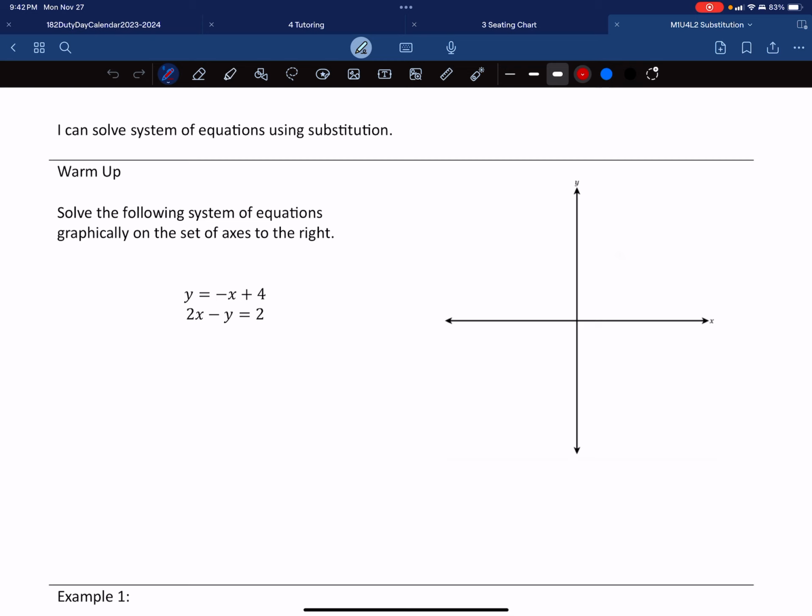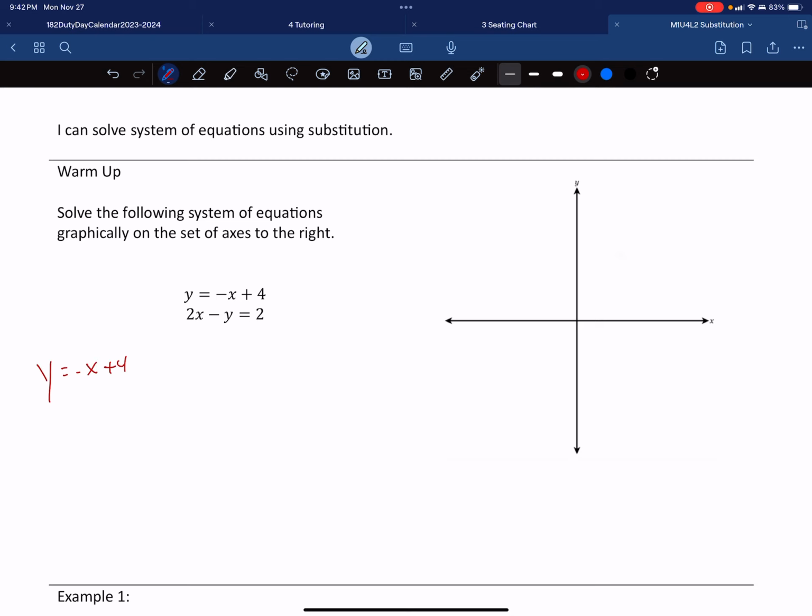Okay, first thing we want to do is graph both lines. So the first line, we have y equals negative x plus 4. Let's go ahead and make that a little smaller. Y equals negative x plus 4.